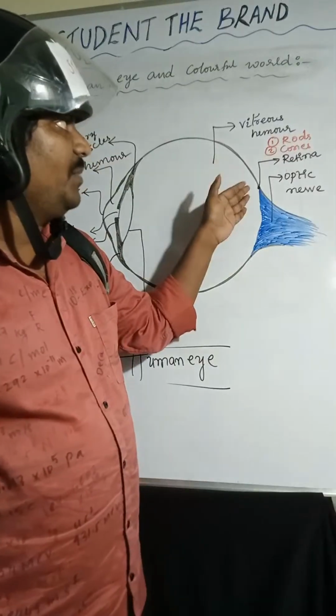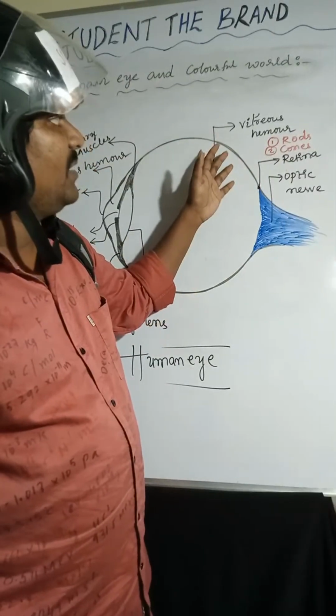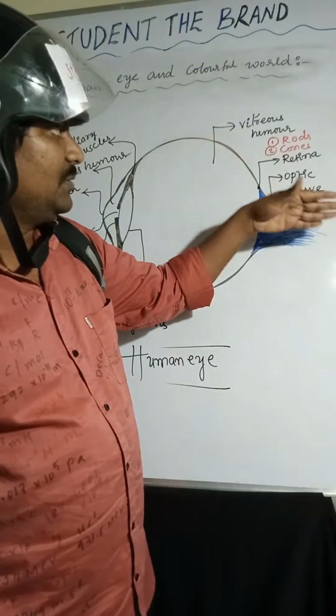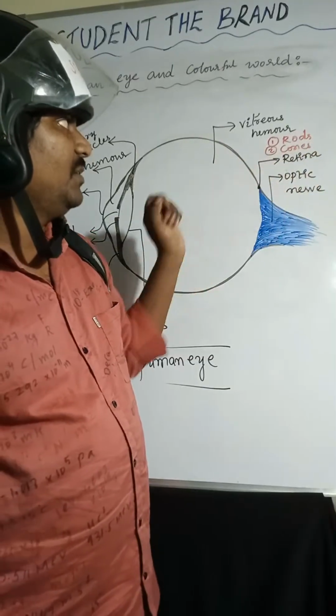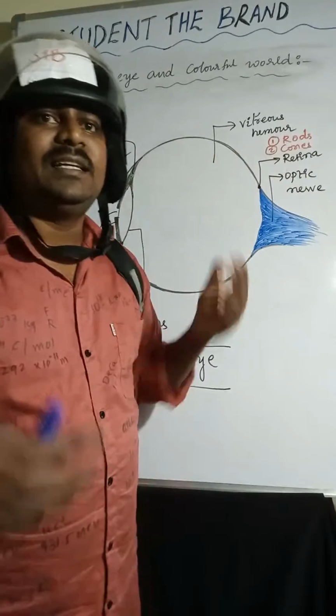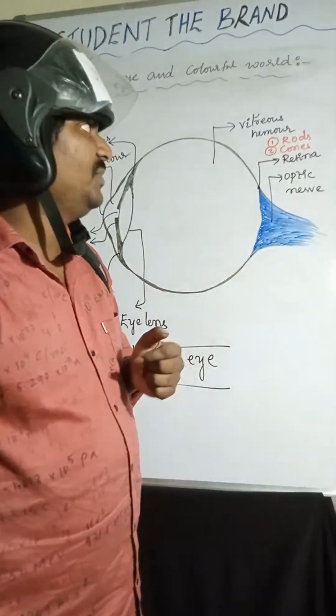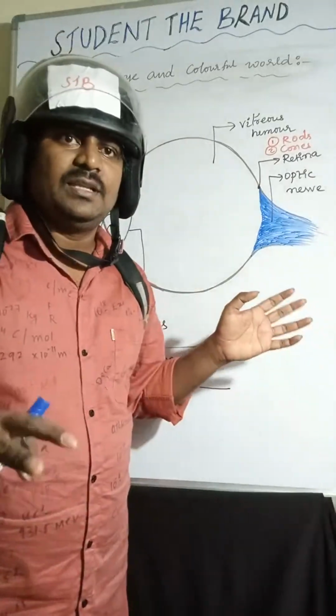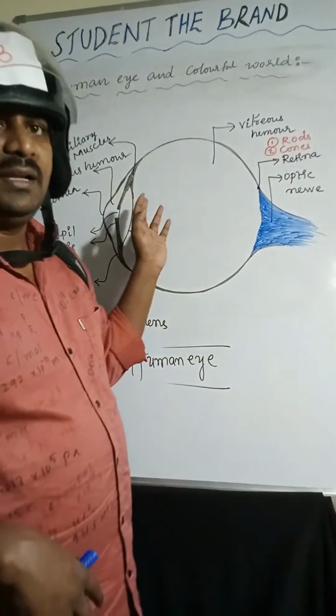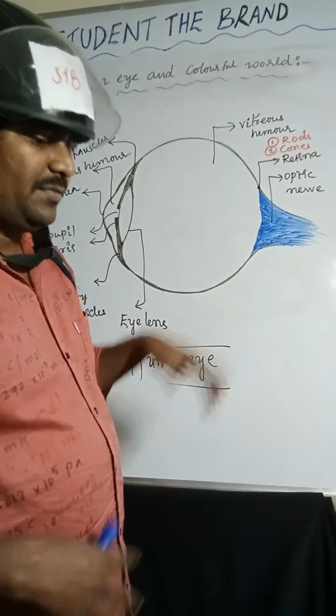Whatever image is forming at the retina will convert into electrical signals that go to the brain through the optic nerve. Rod senses the intensity of the light. Cone senses the color of the light. So that is about the human eye parts and their functions.